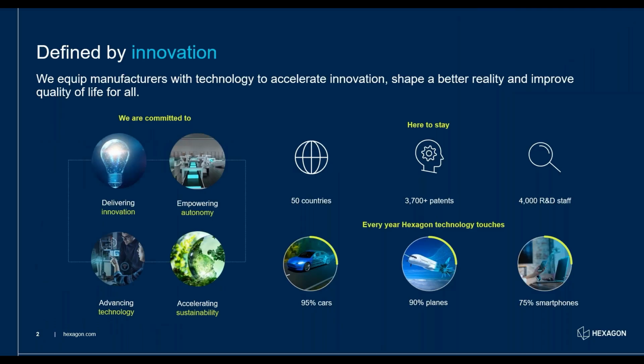So let's start with Hexagon. Hexagon is a global leader in digital reality solutions. We combine sensors, technology, software, and autonomous technologies to drive innovation across industries. We have over 24,000 employees in 50 countries, and nearly 20% of our revenue we reinvest into our R&D. By doing this, we really hope that we can shape the future of manufacturing, mobility, and infrastructure.